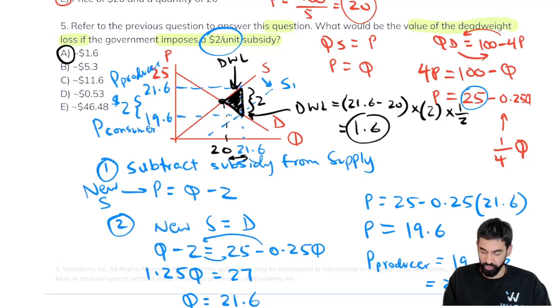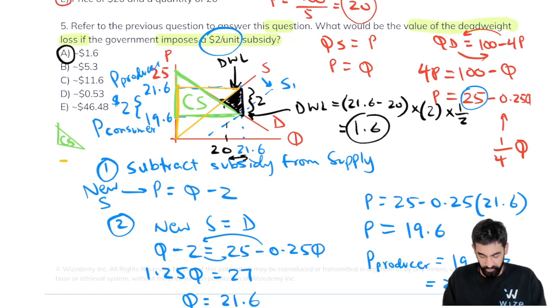What else could they have asked you? What's the consumer surplus here? For the consumer surplus, you take the consumer's price and everything above it. So from 19.6 to 21.6, and then you go up along the demand curve. So the consumer surplus would have been this entire triangle here. And what would have been the producer surplus? The producer surplus would have been from the producer's price, 21.6, till the supply, and then you go everything down along the supply curve. So all of that would have been the producer surplus.